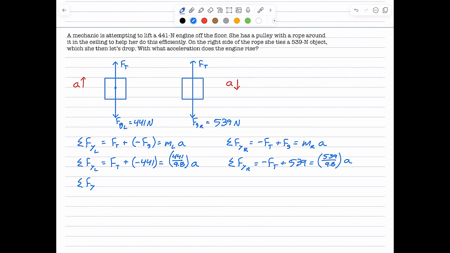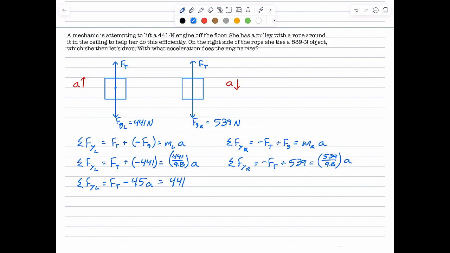So I'm going to say, well, the sum of forces in the y direction for the left mass, that's equal to F sub t. And so I'm going to end up swapping this over to this side and this over to this side. So over here, I'm going to put a minus, and 441 over 9.8 is 45. So minus 45, and that's multiplied by that a. And then that's going to be equal to a positive 441. So again, I just took this, simplified it into 45 and moved it over so it becomes negative, and then this I had to add to both sides, and so it becomes positive over here.